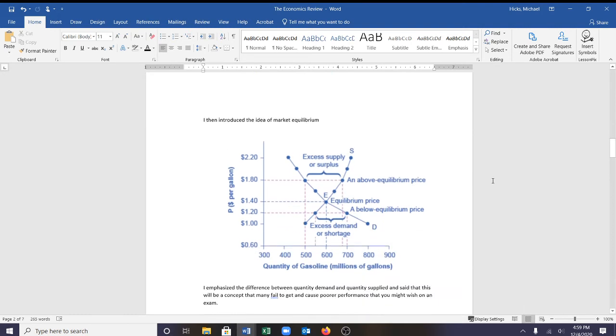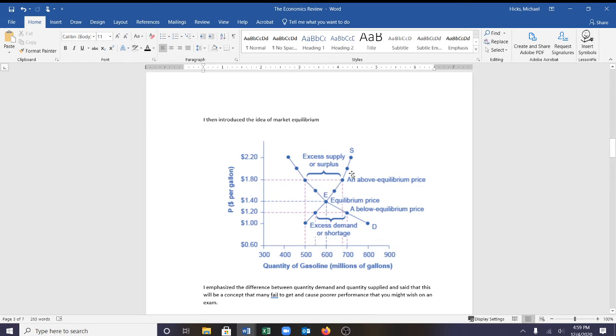I then introduced the idea of market equilibrium. And market equilibrium occurs when the demand curve and the supply curve are at an equal point, here $1.40 a gallon and 600 million gallons sold. If the price were $1.20 a gallon, there would be more demanded, in this case 700 gallons, where there's a much lower level of gasoline that sellers would be able to offer. Likewise, if the price were artificially raised to $1.80 a gallon, there would be a lot more producers wanting to sell at that price, but fewer consumers willing to pay it.